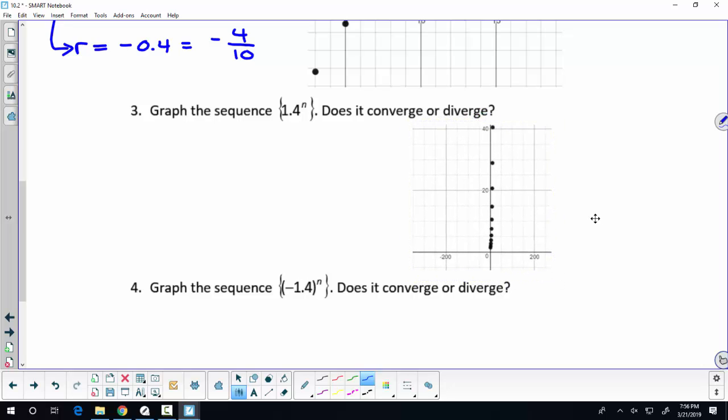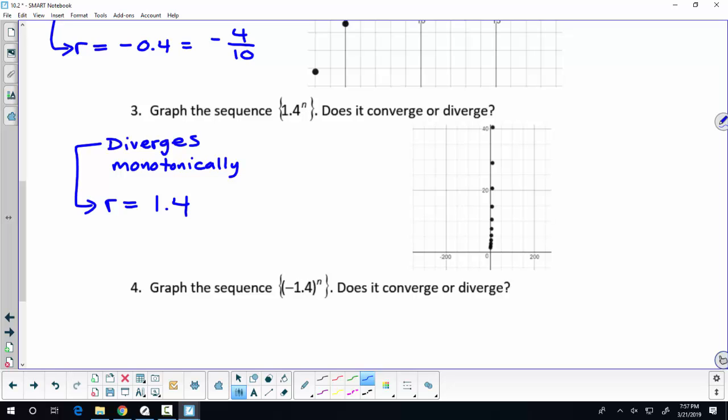Okay, so that one clearly diverges. Is that monotonic? Diverges monotonically. Here the common ratio is 1.4, so we've got divergence.